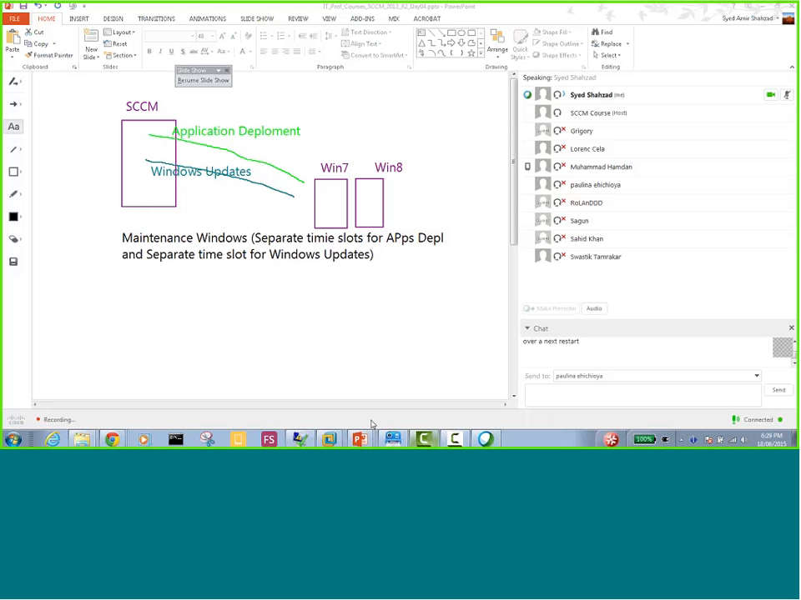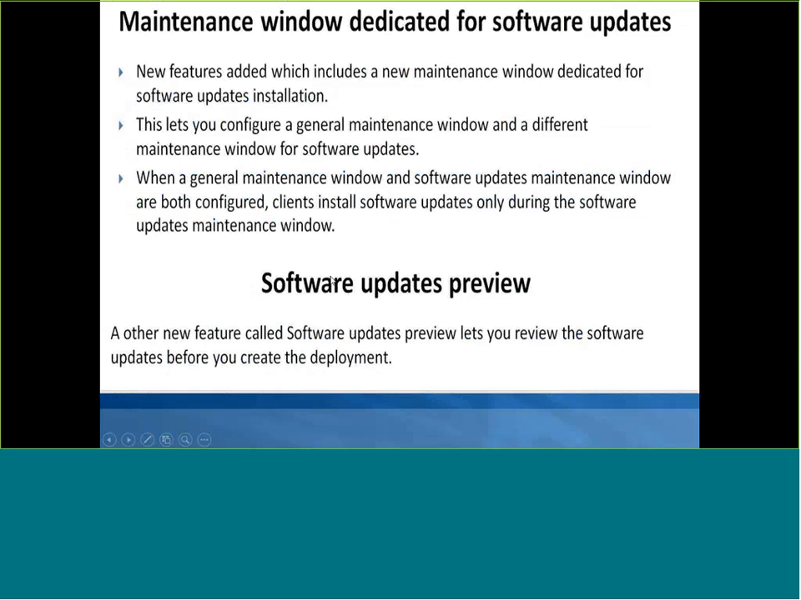Okay, so I'm just going to go ahead. Guys, while we talk about that, make sure that internet is working on your SCCM. When a general maintenance window and a software update maintenance window are both configured, clients install software updates only during the software updates maintenance window. Yes, there will be no conflict at any given time if two different types of updates are scheduled at the same time. So clients install software updates only during the software updates maintenance window, which is a separate maintenance window.